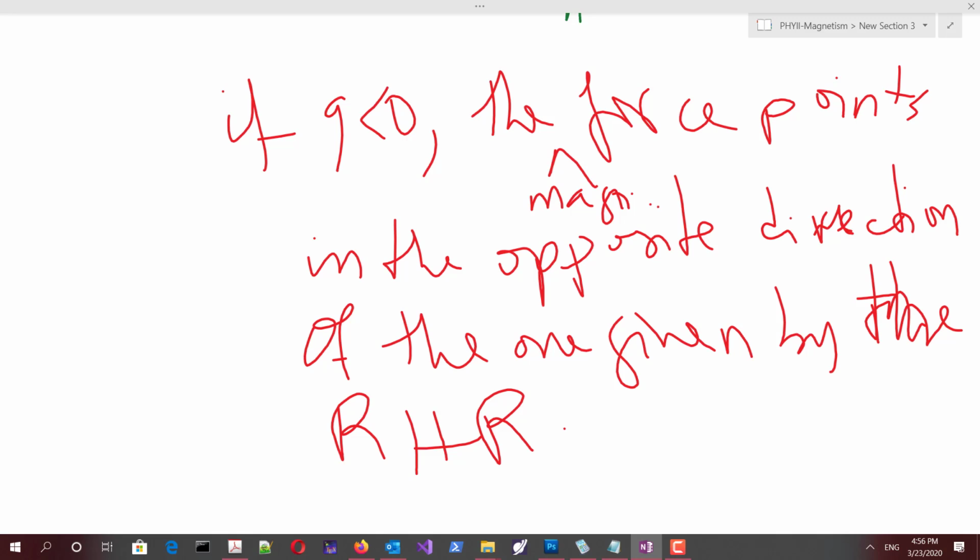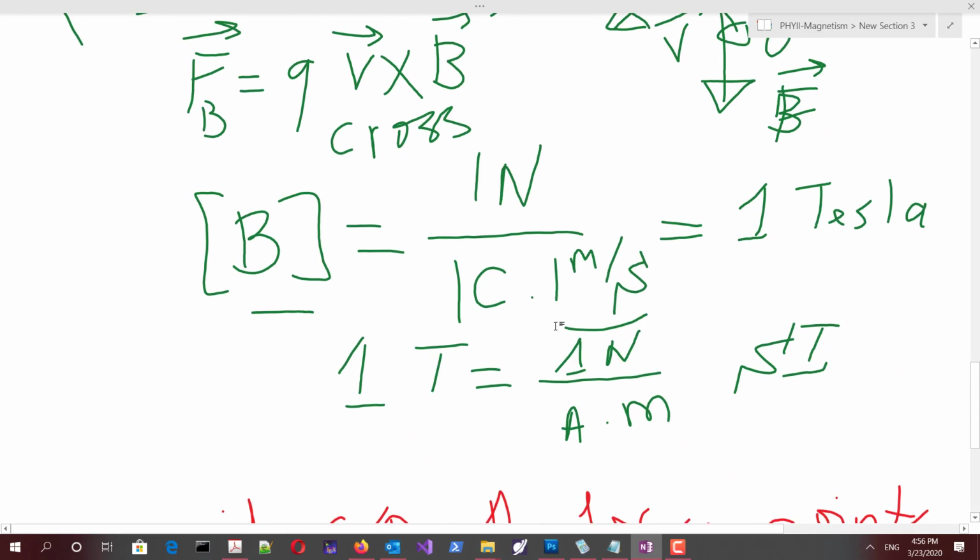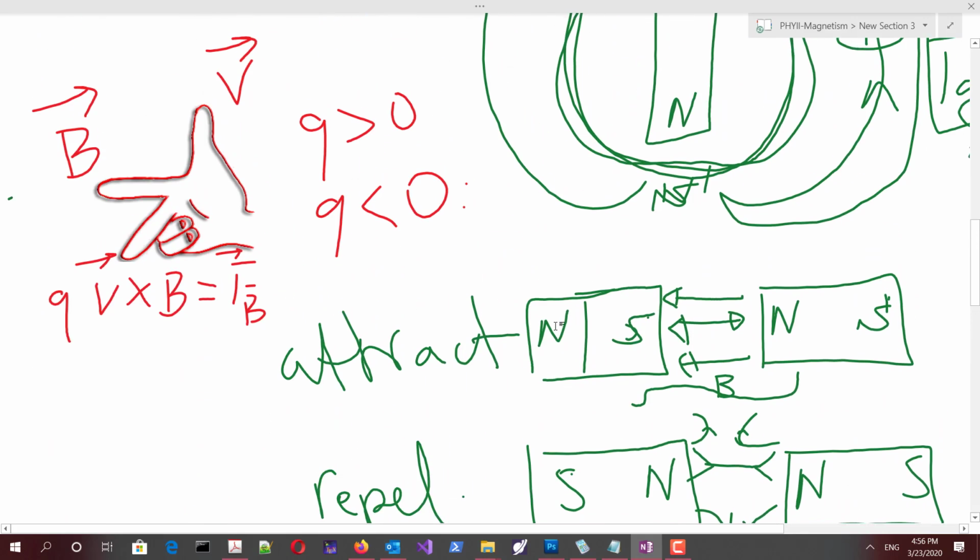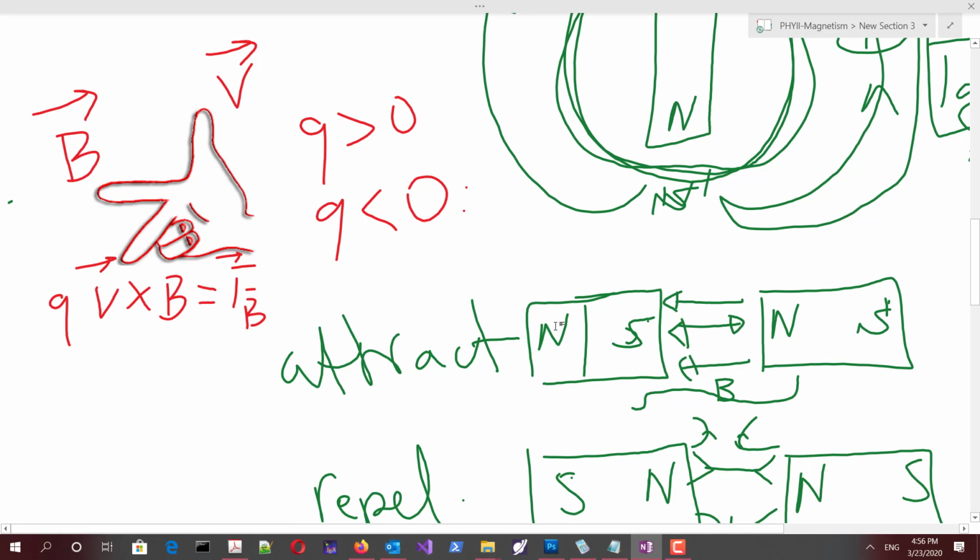So these are some of the things that you need to remember. You really have to practice this one. I really want you to do that right now. Open your right hand. If you're left-handed, it doesn't matter, you have to stick to the right hand. You start with V and then B.